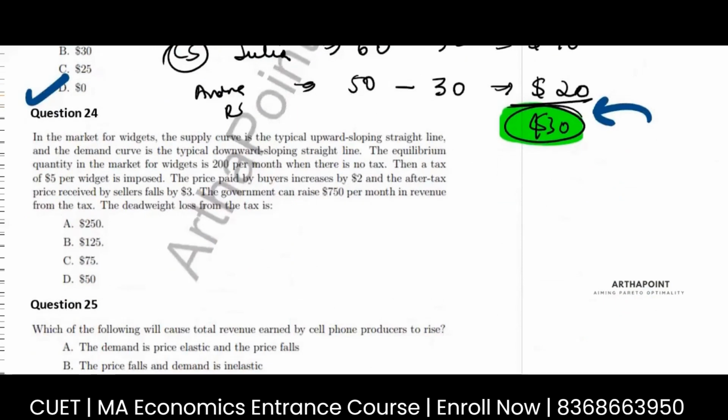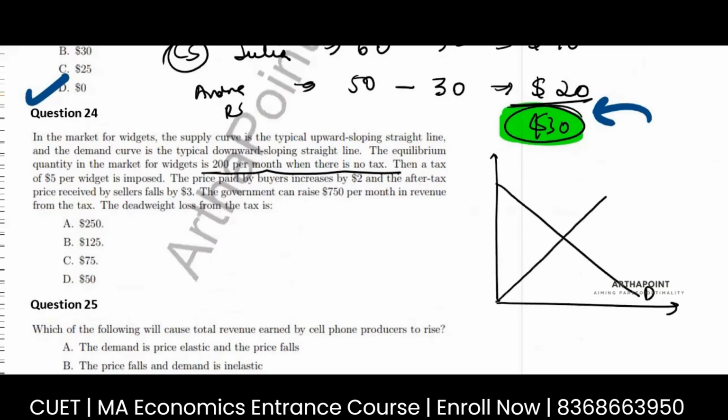In the market for widgets, the supply curve is typical upward sloping straight line and demand curve downward. Equilibrium is 200 per month when there is no tax. So I have a demand curve and a supply curve. And my equilibrium quantity is 200.